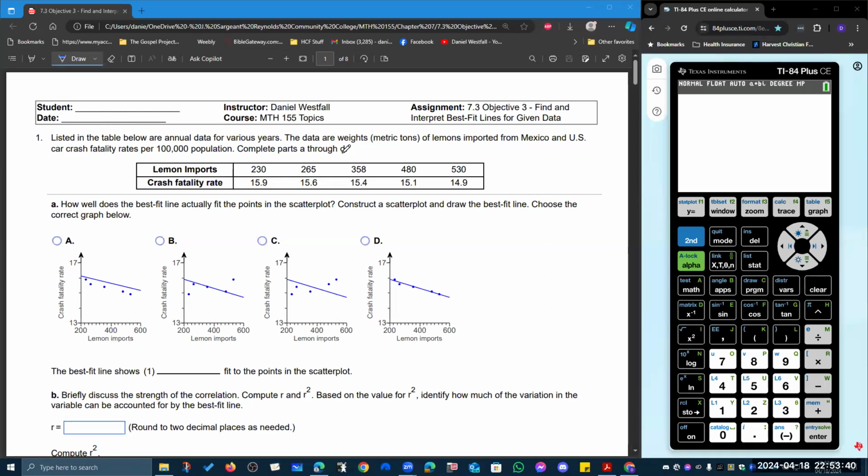So this data, even though there's correlation, there's no causality. We shouldn't expect lemon imports to have anything to do with crash fatality rates. So this is a silly example to show that correlation does not equal causation. So let's clear our lists here.